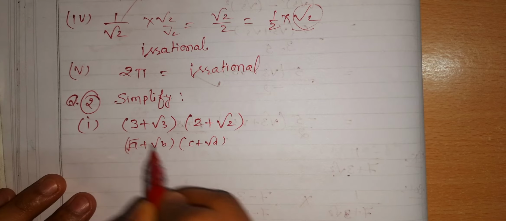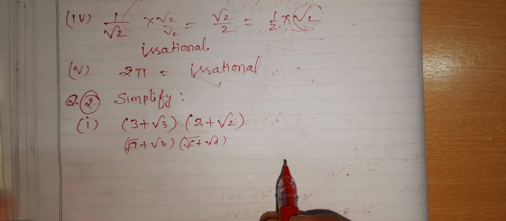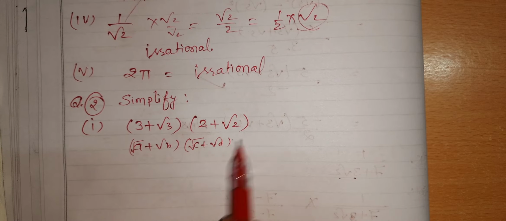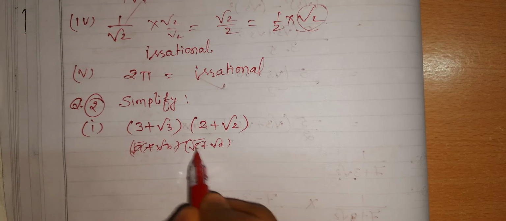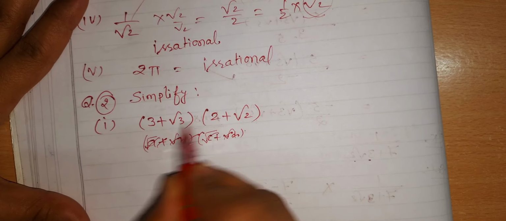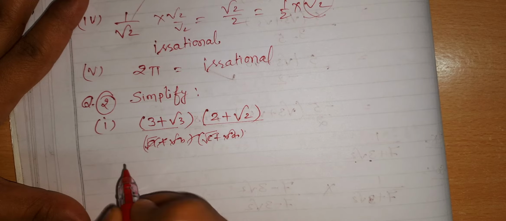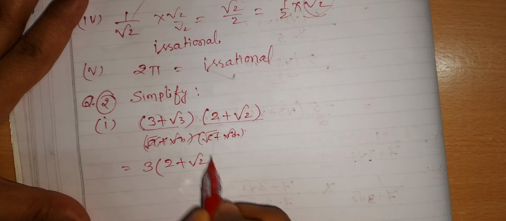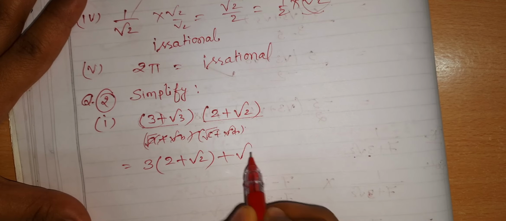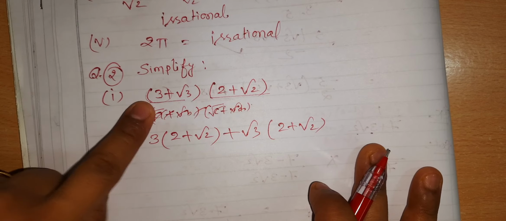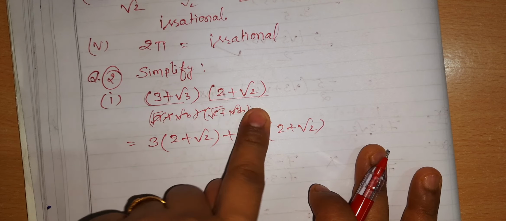Actually the identity is for root a plus root b and root c plus root d, but here we have 3 plus root 3 and 2 plus root 2. So you just do one thing, you simply multiply. This is the simplest way. So how to multiply? We have to multiply this bracket with this bracket. 3 multiplied by this bracket, then plus root 3 multiplied by this bracket. First step, 3 multiplied by bracket plus root 3 multiplied by bracket.